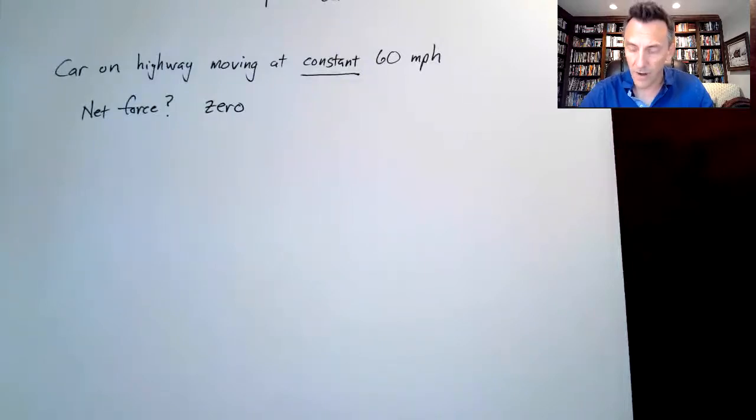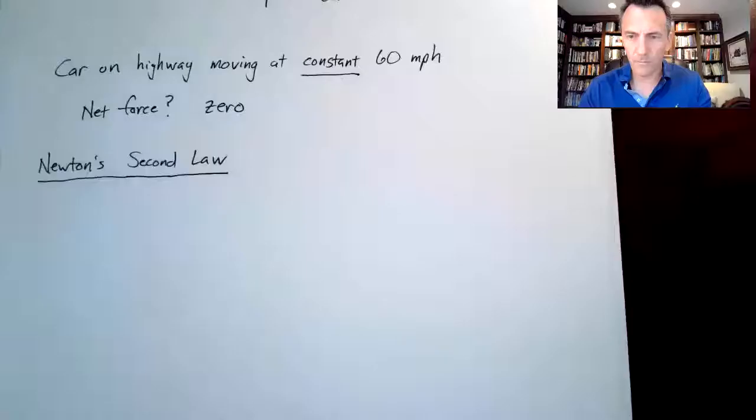Absolutely. We have gravity. We have the road pushing up against gravity. We have friction between the tire and the road. We have air resistance of the air hitting the windshield in the front of the car. We have the force of the engine pushing it forward. So there's all these forces acting on the car, but all of those things must be balanced if this car is moving at a constant speed. And that's Newton's first law.